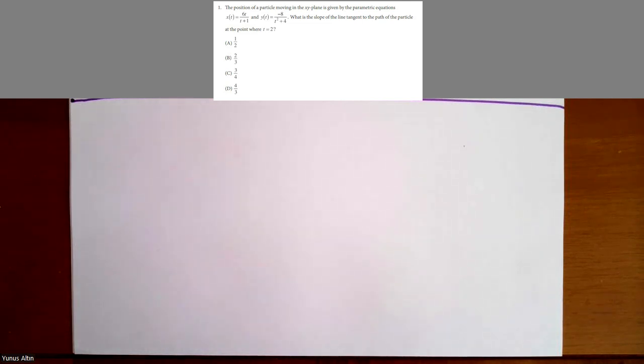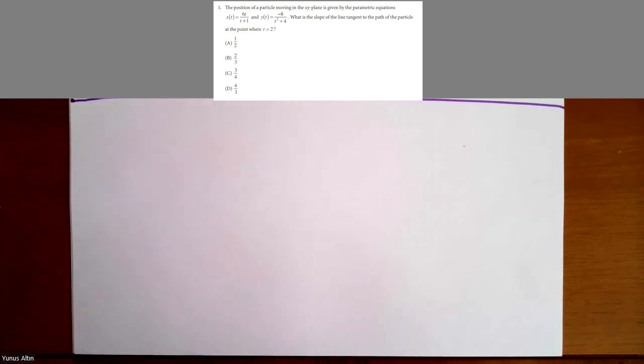So this is an AP Calculus BC sample exam question. This can be found on the collegeboard.org website. So let's look at the question. The position of a particle moving in the xy plane is given by the parametric equations x of t equals 60 over t plus 1 and y of t equals minus 8 over t squared plus 4.